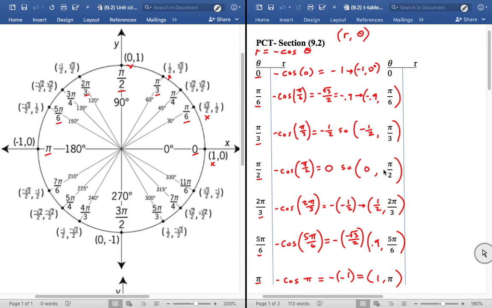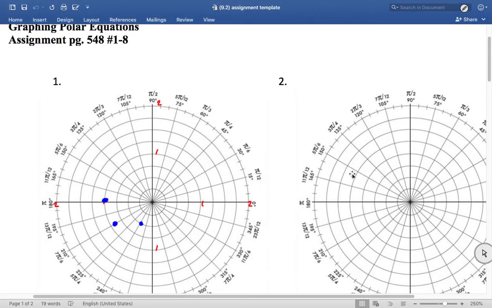Oh, I love the next one. 0 comma pi over 2. I'm on the pi over 2 line, which is the straight vertical line, and it's 0. So it's the origin. It's nothing. It's at the origin. It's on pi over 2, and it's 0.